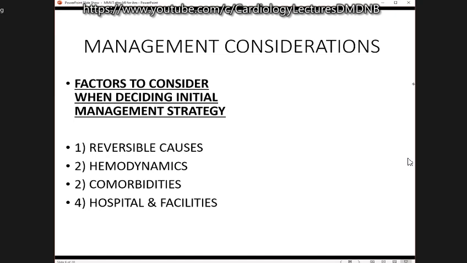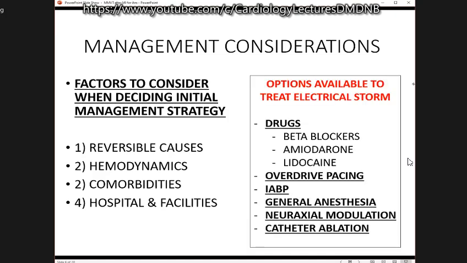And the last thing to keep in mind is that it's important to understand the hospital the patient presents at, the expertise that is available, and the facilities. But regardless of wherever we work, there are usually multiple options to manage these patients. The options range from drugs, to procedures such as overdrive pacing and an intra-aortic balloon pump, general anesthesia, and other options as well. We'll try to cover a few as we did with this patient.